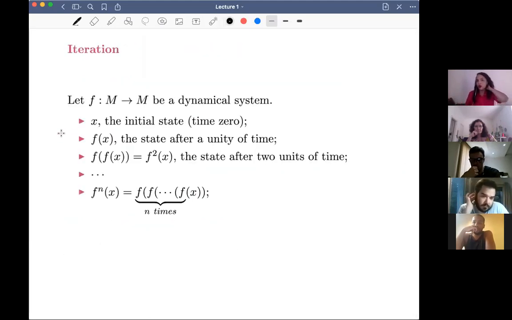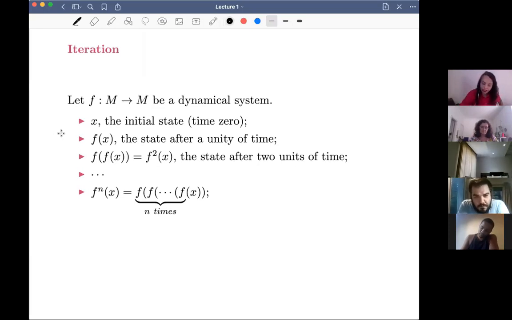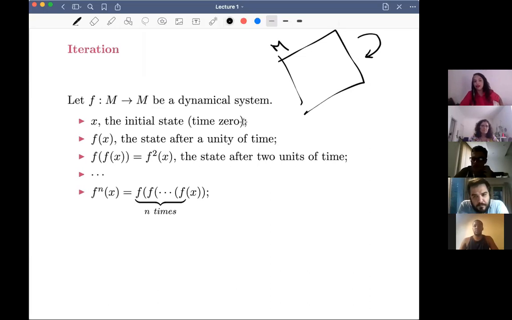Okay, so what we want to do in dynamical systems is to iterate things. What's an iteration? You consider your dynamical system, which for us is a map. And then you have a point, which is the initial state. Let's think of it as time zero. And then f(x) is just the state after a unit of time. Recall that your map is acting on M, on itself. So you have x, and then you apply f and you have f(x), and then you apply f again, we denote it by f²(x), it's another point, and then you continue doing this. So f²(x) is f composed with f two times, and it's the state after two units of time.